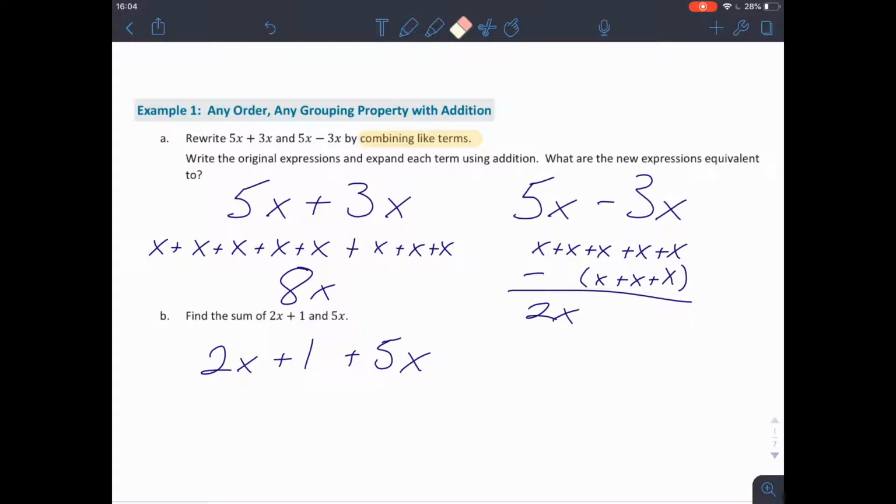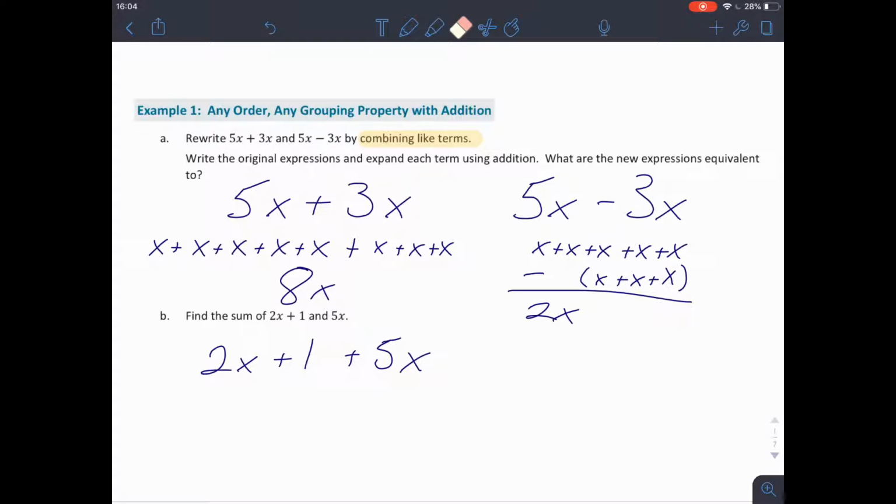If I try to do the same thing with 5x minus 3x, I can still think of each of those terms as being x added that many times, but instead of adding the 3 x's to the 5x, I'm going to take away 3 of the x's, which leaves me with 2x. And the coefficients subtracted, 5 minus 3, get us the coefficient of our simplified expression, 2x.